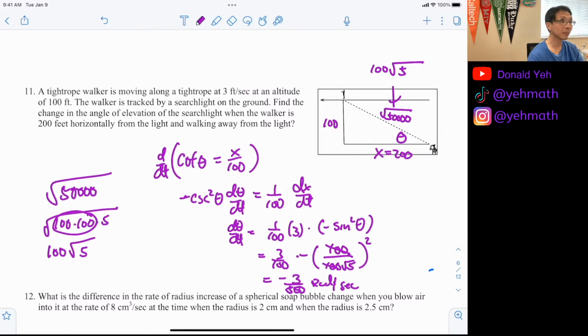Does that make sense, Sam? Kyle? No, let's say negative 3/500. Sam, does that make sense? It will always be radians, right? If you make the negative sine squared, say 100/100. Because 100 here is the y over the hypotenuse. The hypotenuse is 100 square root of 5, because that's a way to simplify it here. Yes. It will always be in radians.